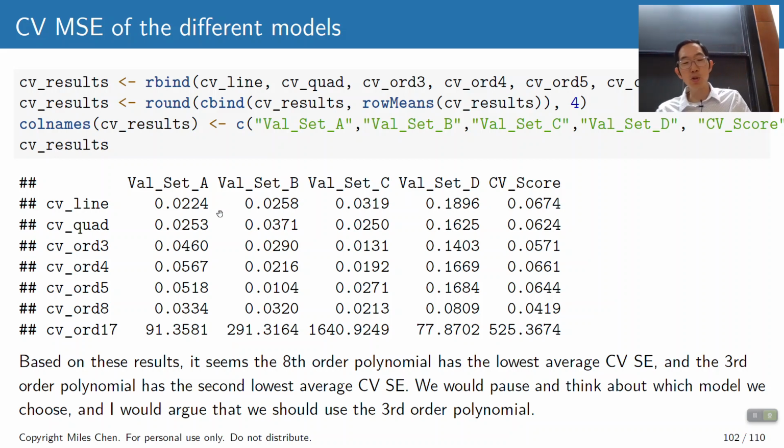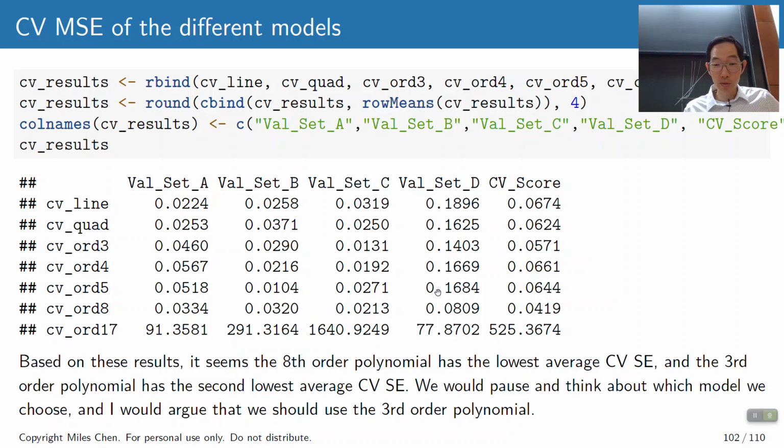Well, okay, then let's look at the quadratic one. Quadratic one, I fit it to my 4 data sets. Okay, 4 different folds, right? We train it on 21. We predict the 7 that were left out. And we get 0.0253, 0.0371, 0.0250, 0.1625, and we get 0.0624. And we have 0.04 for the third order cubic one, 0.046, 0.029, 0.013, 0.140, and we get 0.057, right? So I think the ones that we illustrated were validation set C, okay?